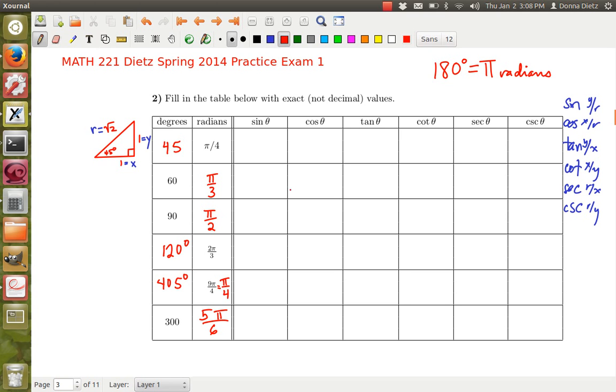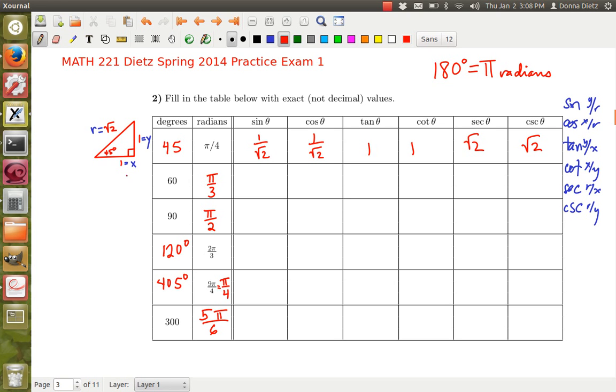One last thing we have to remember. Sine is y over r. There we go. Cosine is x over r. Yep. Tangent. All right. Now we do the reciprocal thing. Tan and cotan are reciprocals. Secant and cosine are reciprocals. Sine and cosecant are reciprocals. Yay.